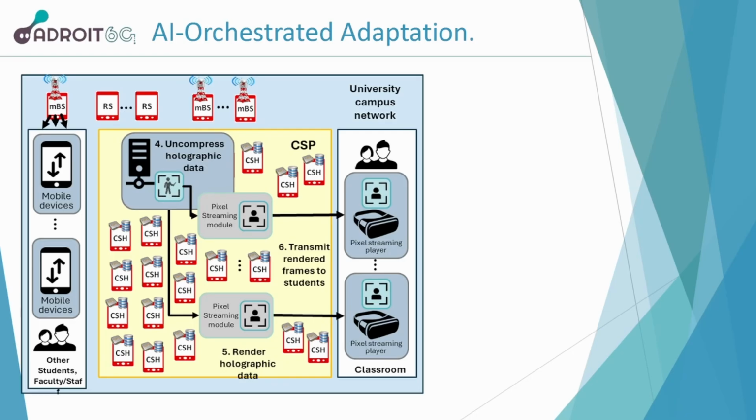Artificial intelligence plays a central role in maintaining system efficiency. AI-driven orchestration dynamically adjusts resource allocation, routing decisions, and compute placement in response to changing conditions. This enables the system to adapt in real time, ensuring resilience and optimal performance.